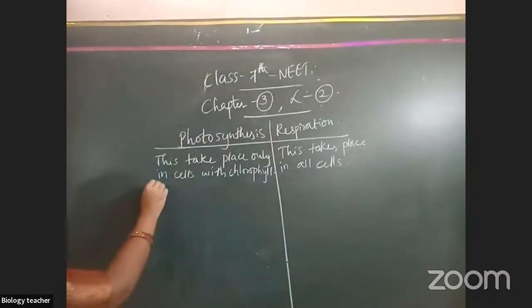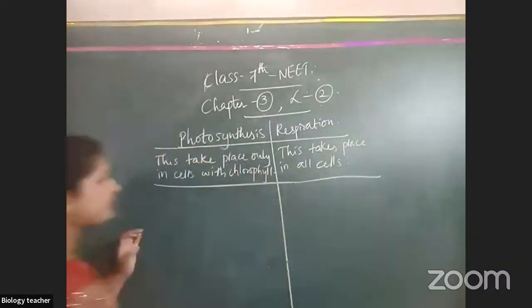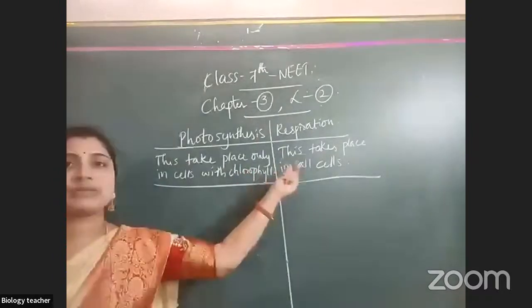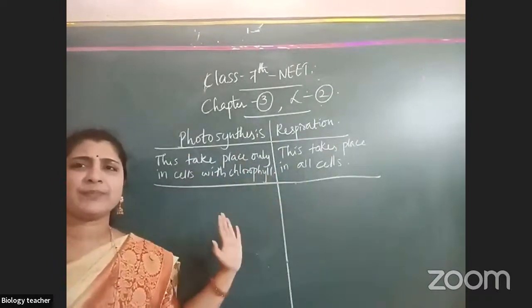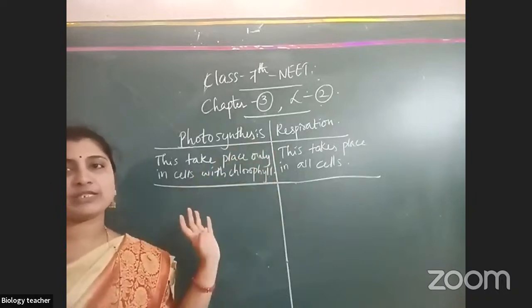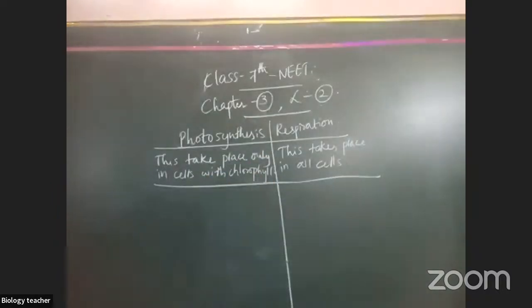So photosynthesis takes place only in the cells which contain chlorophyll. But respiration will take place in all cells. Even if a cell contains chlorophyll, respiration will take place. Okay, next.